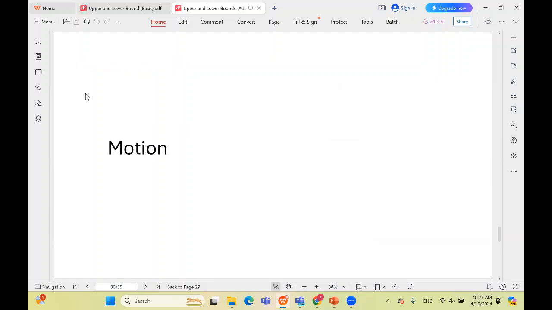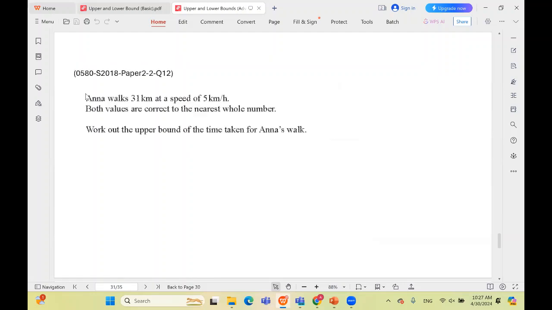Finally, we are going to deal with motion problems. You should know the equation of motion, which is distance equals speed times time, or x equals v times t, whichever one you like. They mean the same thing. This is distance, this is speed, and this is time. Both of them would work. Use whichever one you want.